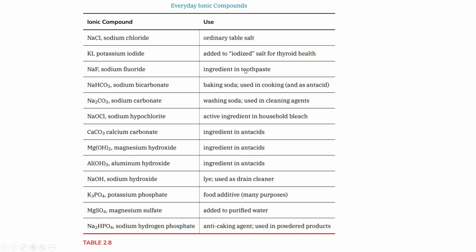A lot of fluoride compounds are in toothpaste. Baking soda, for instance, is another one. And then just a whole bunch of other ones. So these are going to be things that if you look at the ingredient list for different household products, sometimes you'll see an ingredient list for food, but a lot of different products are going to contain these types of compounds.